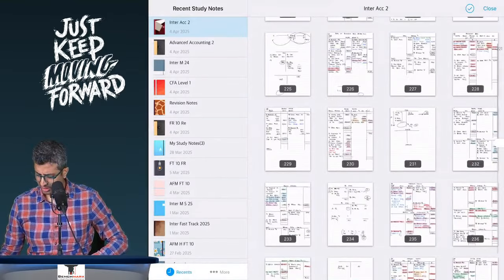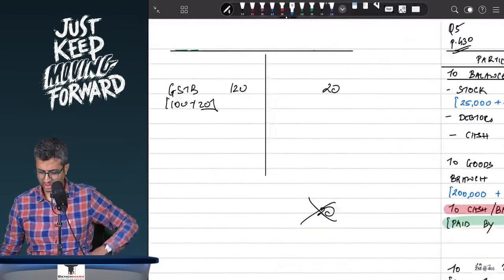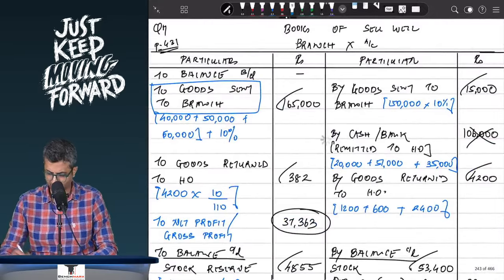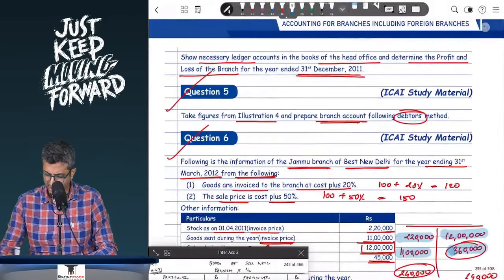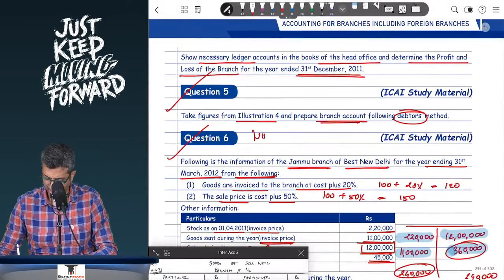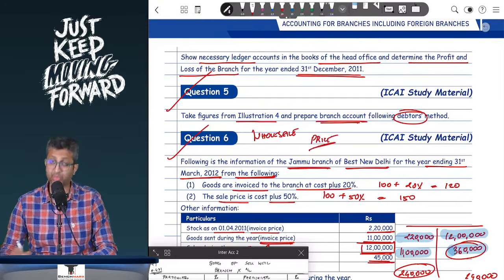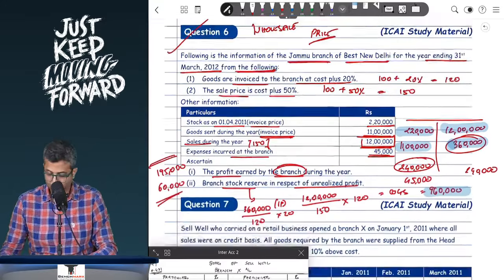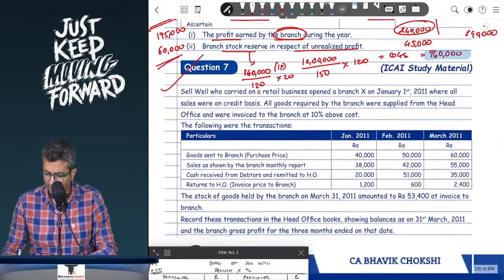Fair enough. If we go back to question number 7, I think question number 6 we have discussed. This is on the wholesale price method, only to be done if the question specifically requires. Like they give you a separate retail price and a separate invoice price, only then will you do this adjustment. Next, you go to question number 7.